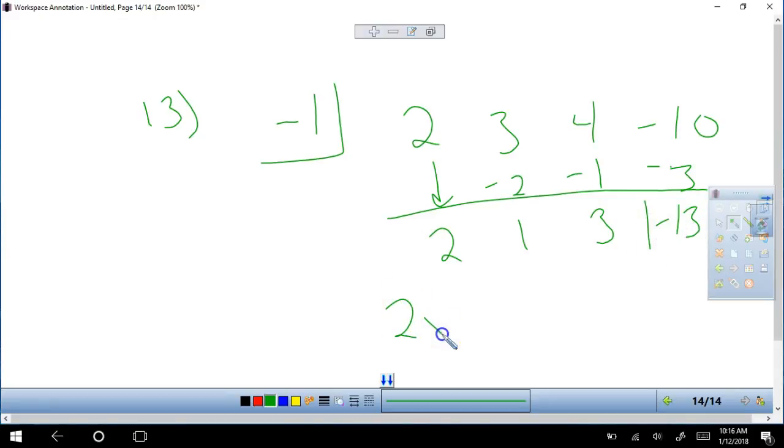So this becomes 2x squared plus x plus 3 minus 13 over what I was originally dividing by. Okay.